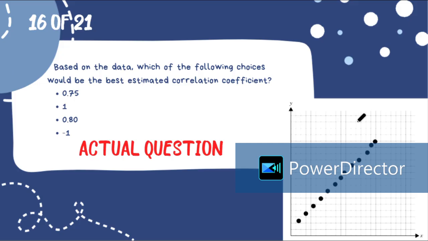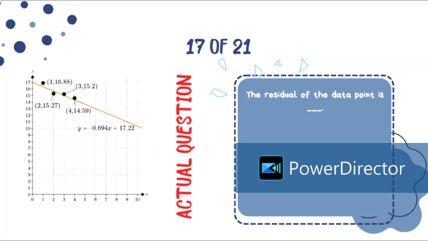If it's off more, it's further away, okay? You can do this. I believe in you. Number 17, the residual of the data point is blah.